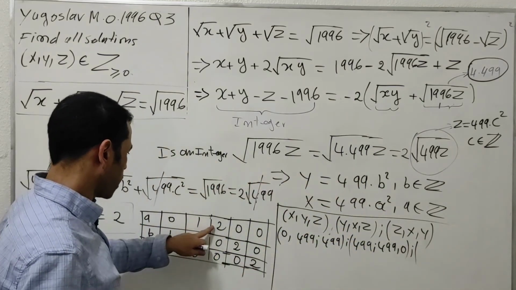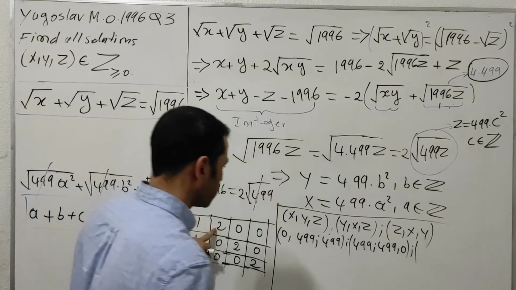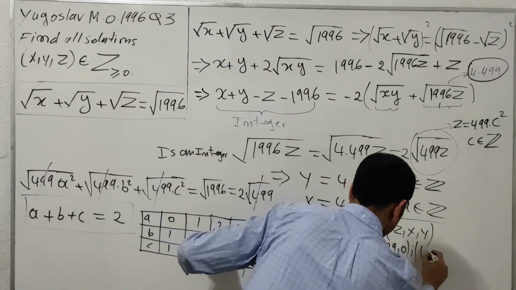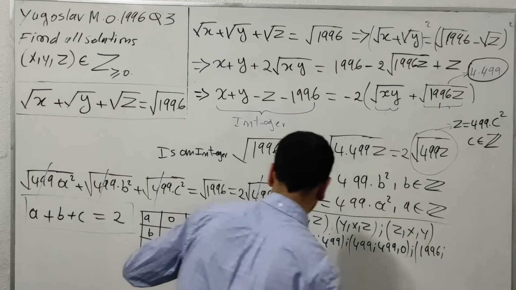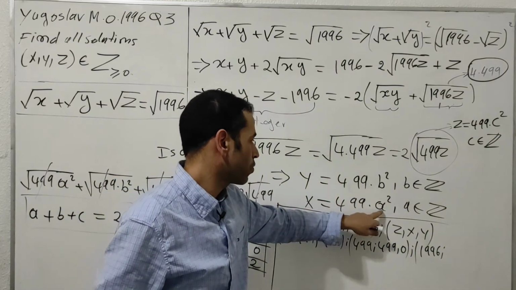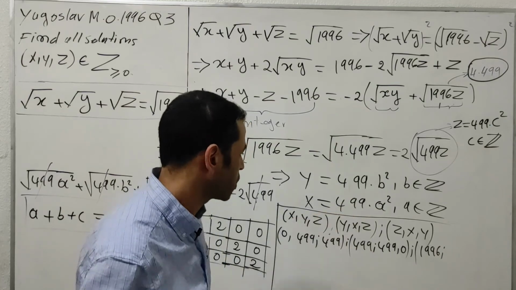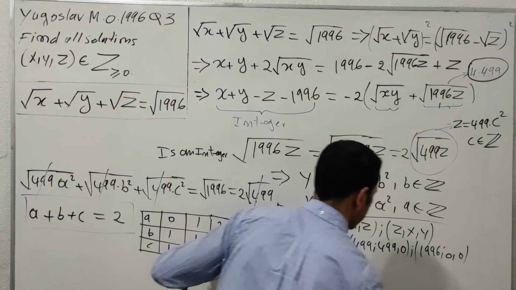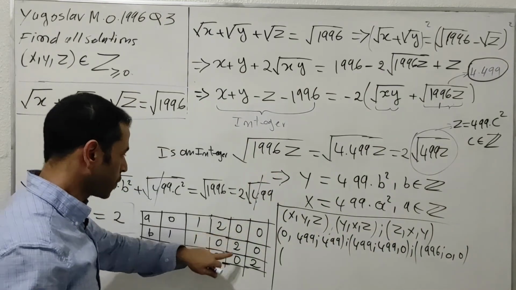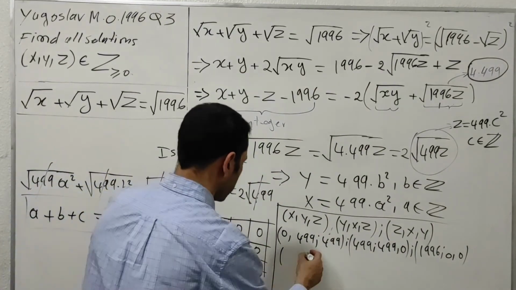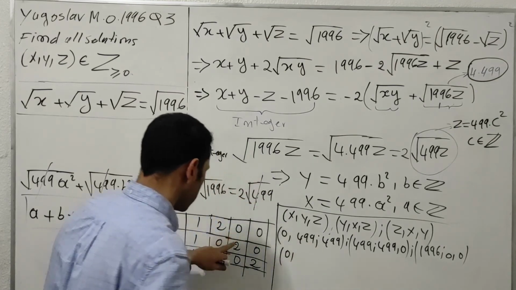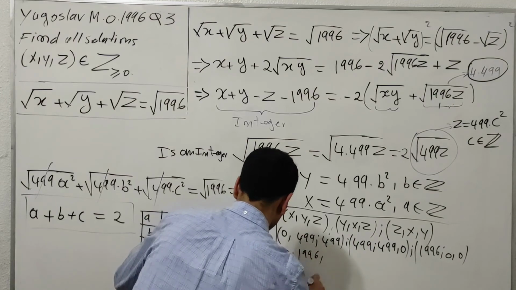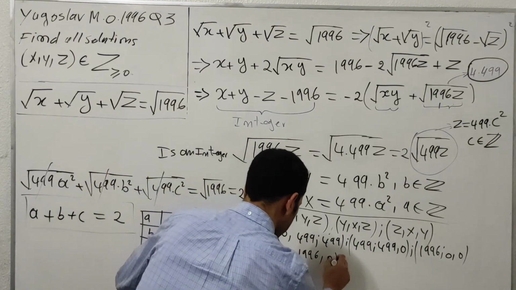For the third line, if a equals 2, that means I will have 1996, because I'm replacing the number 2 here. I get 4, and 4 multiplied by 499 is given as 1996. B will be 0, c will be 0. For the fourth line, if a equals 0, that means x equals 0. If b equals 2, that means it is taking 1996. If c equals 0, it is giving us 0 here.